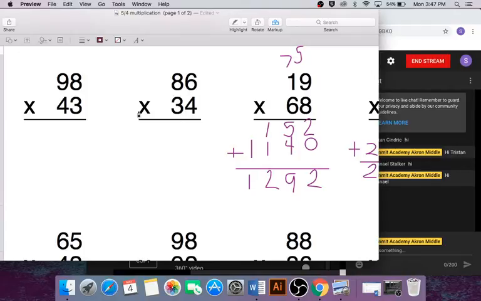Okay, now we have 86 times 34. We start with the 4. We're going to do 4 times 6, it's 24. Put down the 4, and we're going to carry our 2. We have 4 times 8, which is 32, plus 2 is 34.